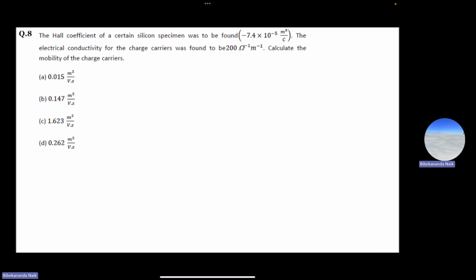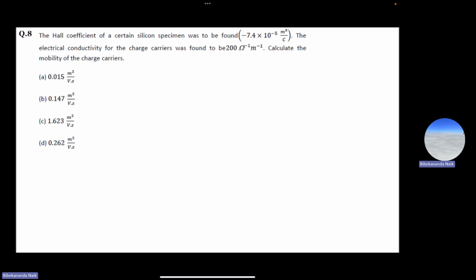Now we'll move to the 8th question. The question says the Hall coefficient of a certain silicon specimen was to be found. The Hall coefficient given is minus 7.4 into 10 to the power minus 5. The electrical conductivity of the charge carrier was found to be 200 ohm inverse meter inverse. Calculate the mobility of the charge carriers.